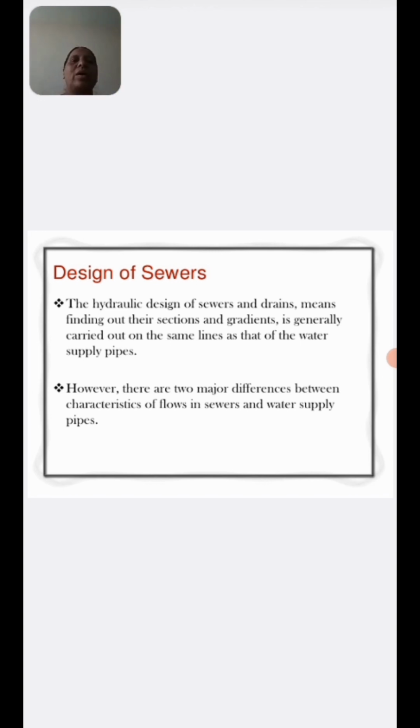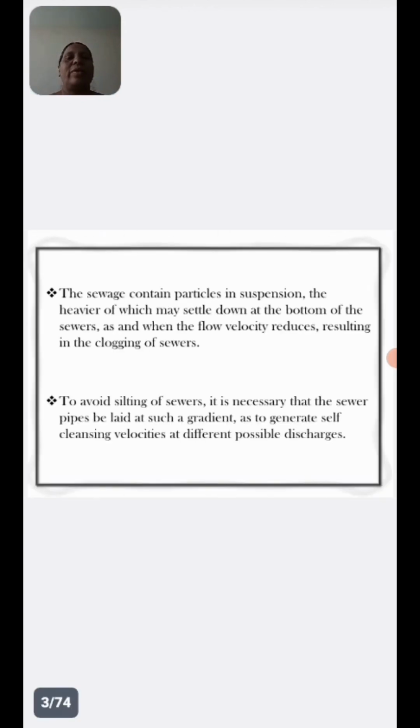However, there are two major differences between the characteristics of flows in sewers and water supply pipes. Sewage contains particles in suspension, the heavier of which may settle down at the bottom of the sewers when the flow velocity reduces, resulting in clogging of sewers. To avoid silting of sewers, it is necessary that the sewer pipes be laid at such a gradient as to generate self-cleansing velocities at different possible discharges.